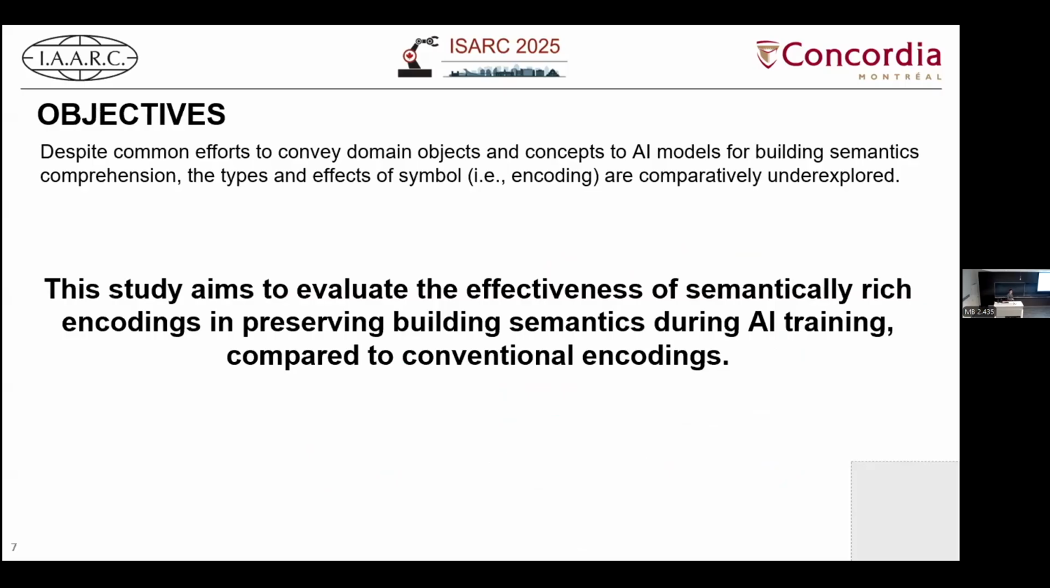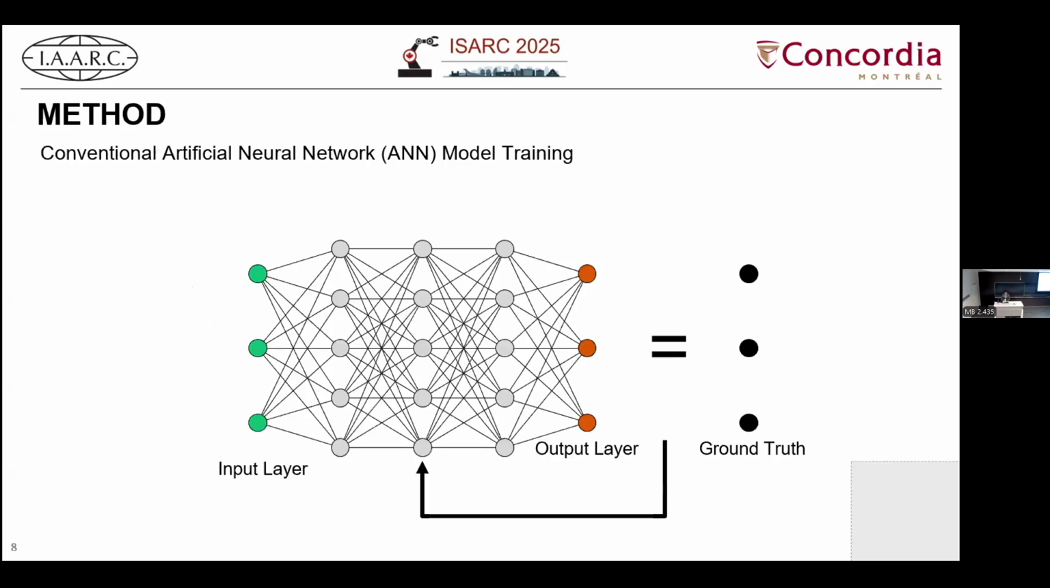So that was our motivation. Why don't we use this kind of semantically rich embedding to train smaller AI models so they can better represent those semantics? That's how we started this research.